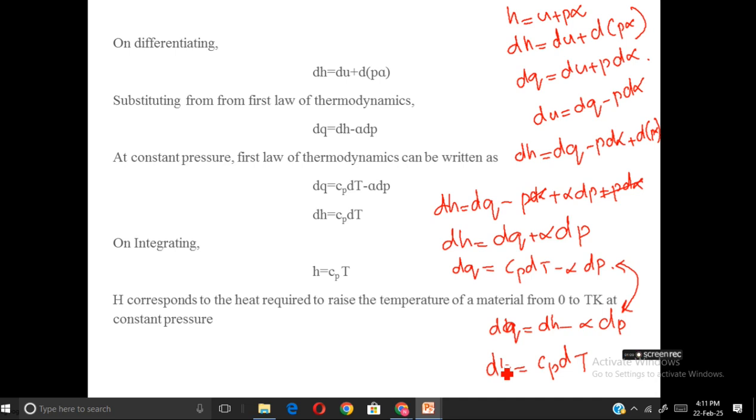Now, to integrate the equation, we will get H is equal to Cp T. So the enthalpy H corresponds to the heat required to raise the temperature of a material from 0 to T Kelvin at constant pressure. At constant pressure, if we are raising the temperature of a material from 0 to T Kelvin, the amount of heat that is required is known as the enthalpy.